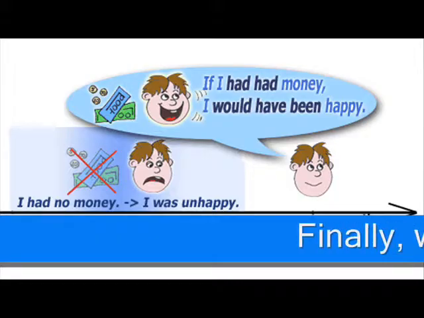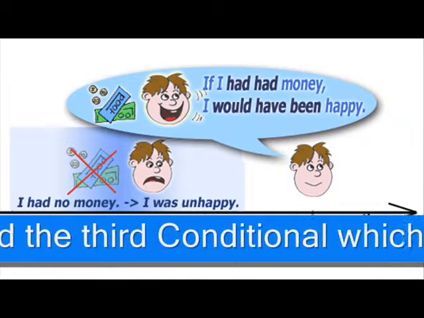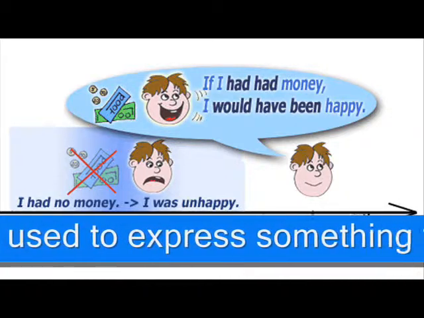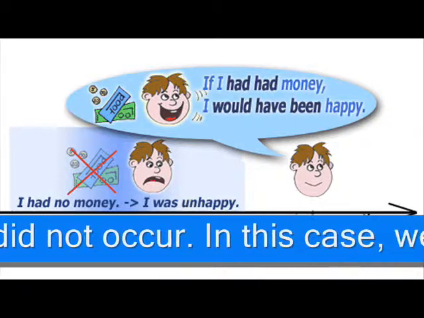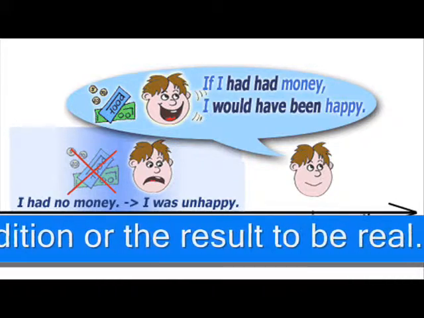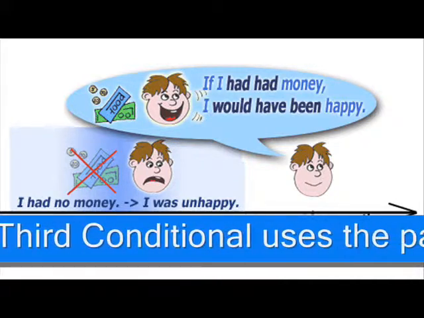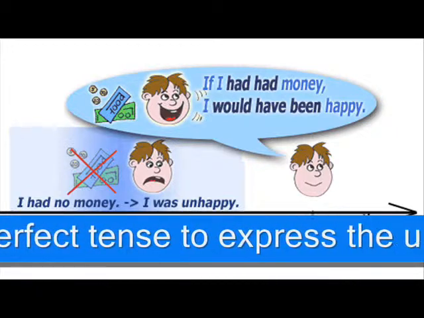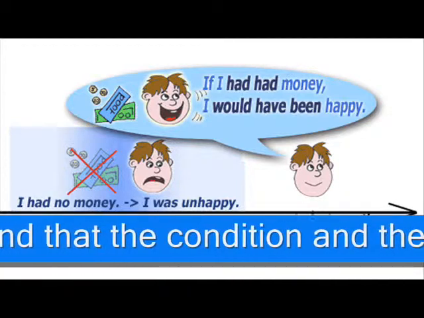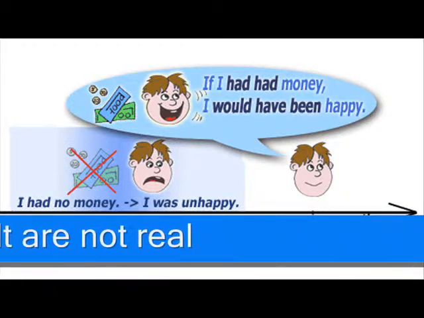Finally, we find the third conditional, which mentions a hypothetical past situation used to express something that did not occur. In this case, we see there is no possibility for the condition or the result to be real. The third conditional uses the past perfect tense to express the unachievable past condition. We also find that the condition and the result are not real.